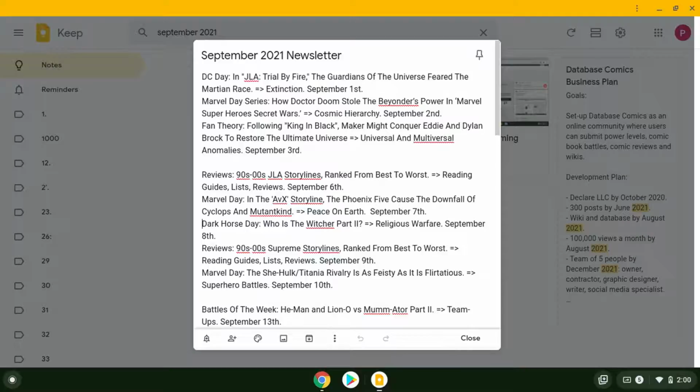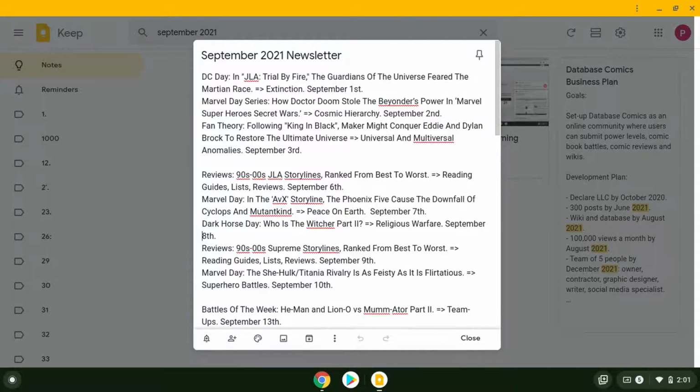The proper comic book days week is actually the second week. That's usually when I have the comic book days published. As you can see here, I usually have Monday be DC Day, Tuesday Marvel Day, Wednesday Dark Horse Day, Thursday Image Day, and then the last day is usually any of those companies. So for example, for September 2021, the second week I had reviews for the GLA storylines, and then Marvel Day, and then Wednesday Dark Horse Day, and then reviews for the Supreme storylines, and on Friday I have Marvel Day, and so that's the She-Hulk Titania post.